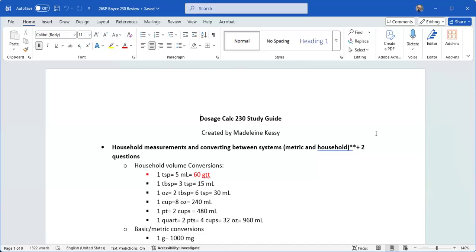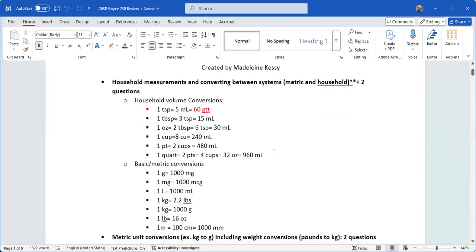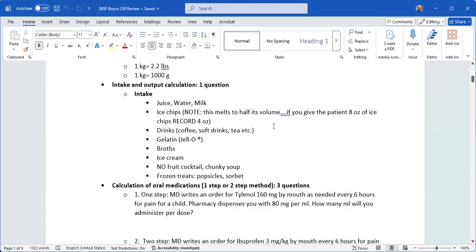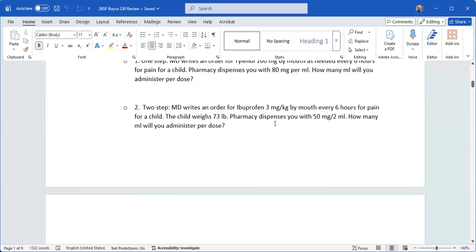But now, Maddie Kessie put together this review a couple semesters ago, and it's a pretty solid review. Because I don't have any other review material for you guys, I don't know if you get other review material, but if you ever do, please feel free to share it with me, and I'm happy to go over it with you. So make sure you know your conversions. I think everyone's pretty good about that. This is just additional practice.